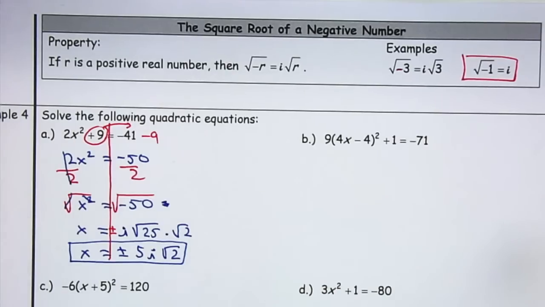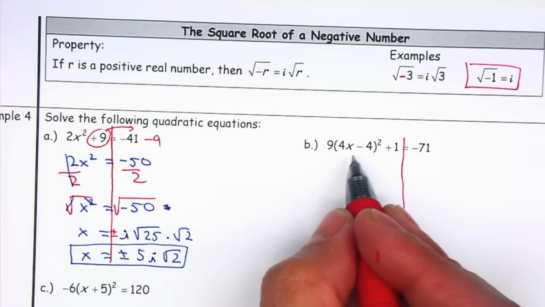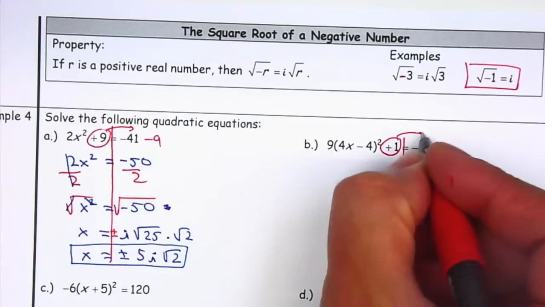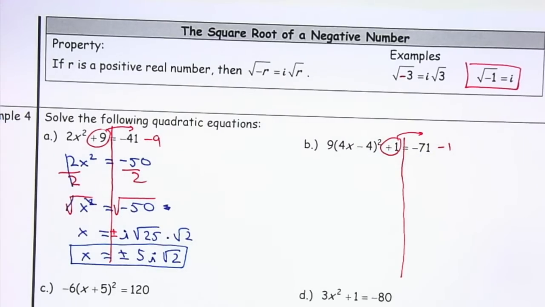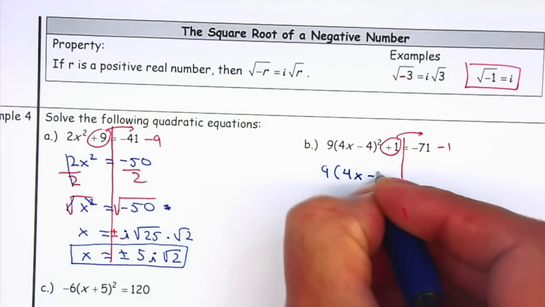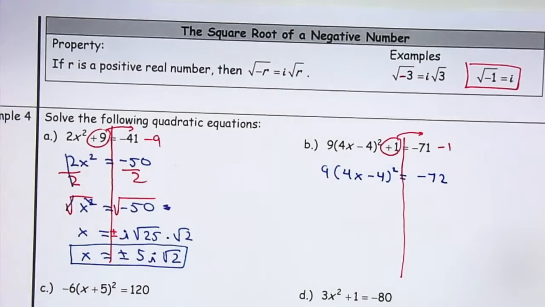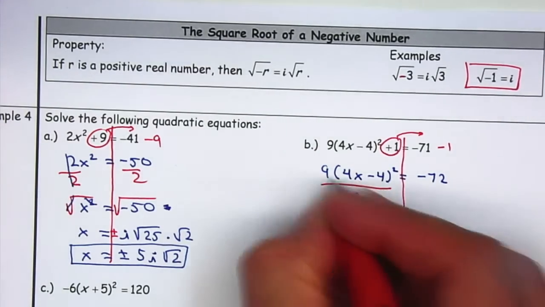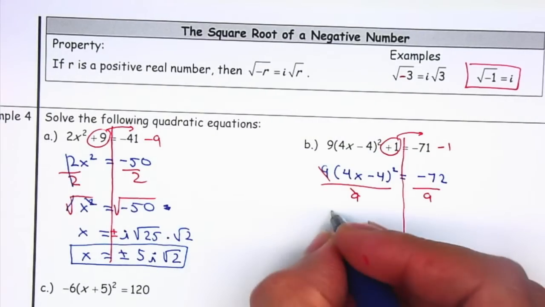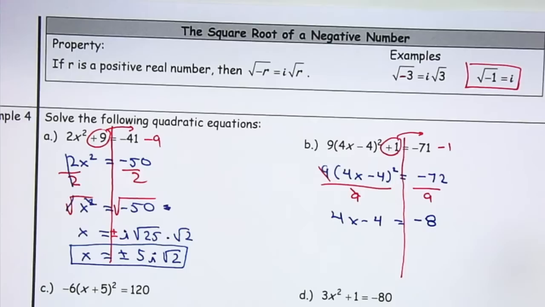Let's go through letter B. We're going to draw the line. I want to leave whatever's being squared by itself. So I'm going to move the 1 to the right, becomes a negative 1. That gives me 9 times 4x minus 4 squared is equal to negative 72. I'm going to divide by 9 to cancel it. We have 4x minus 4 squared is equal to negative 8.